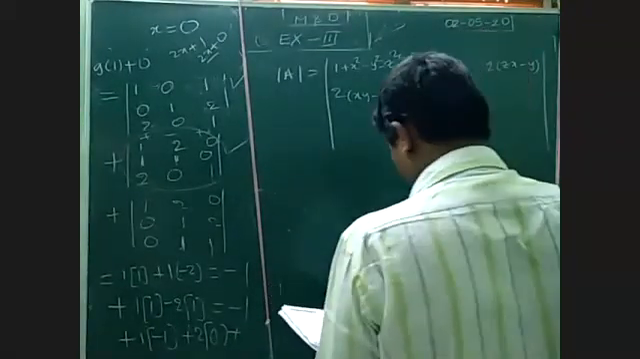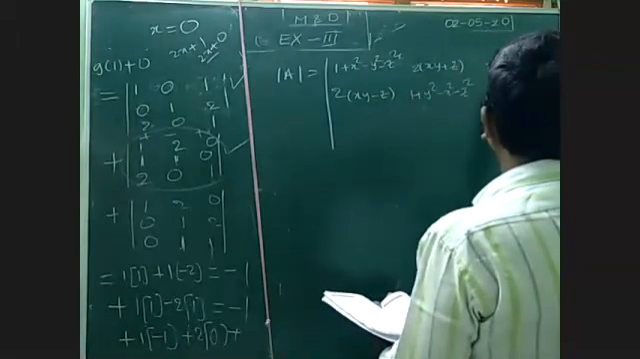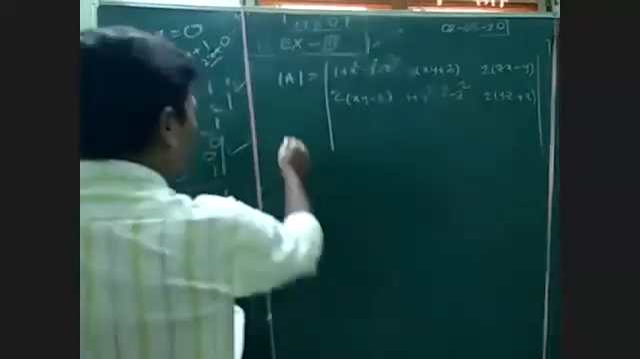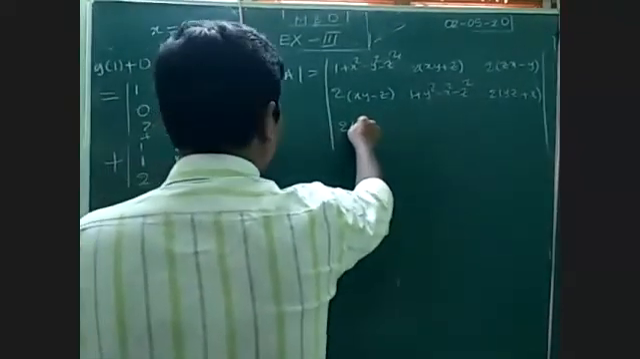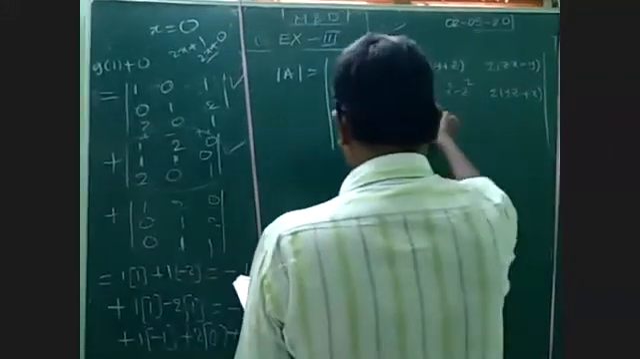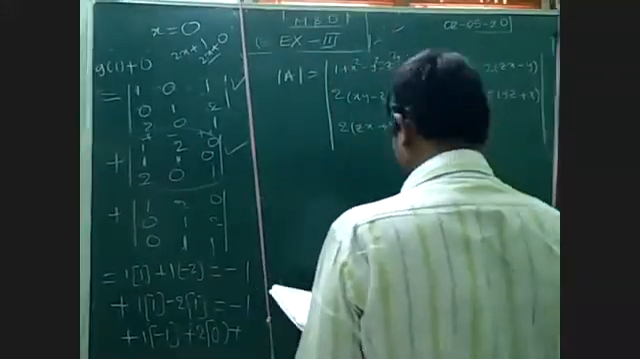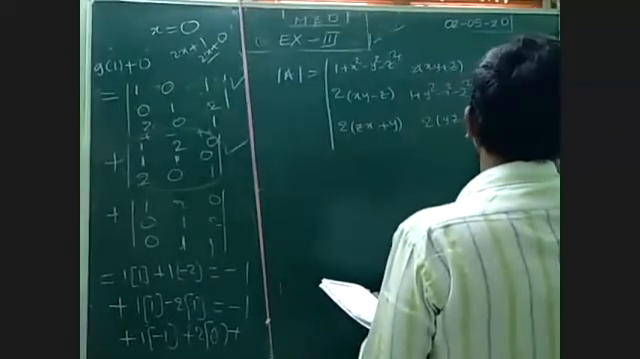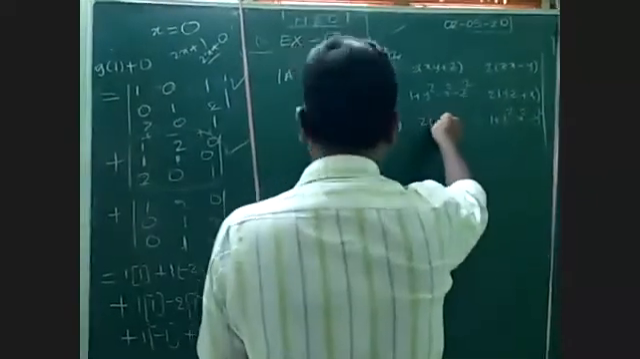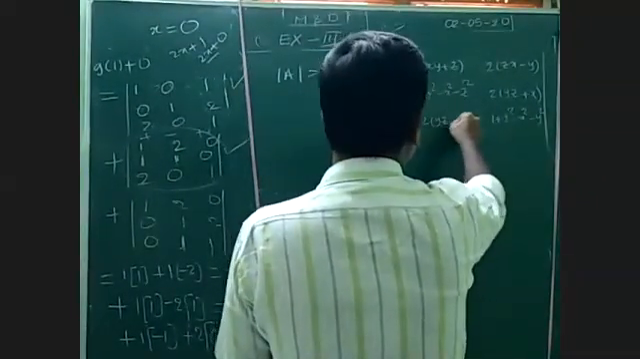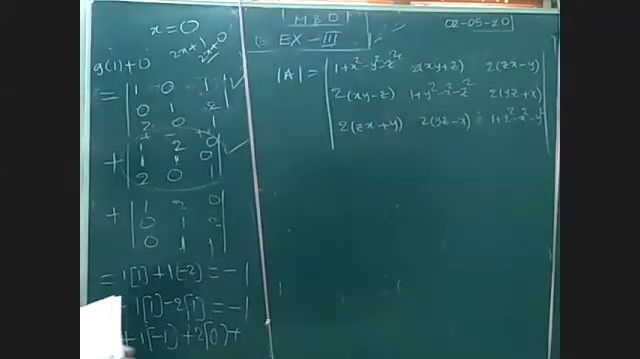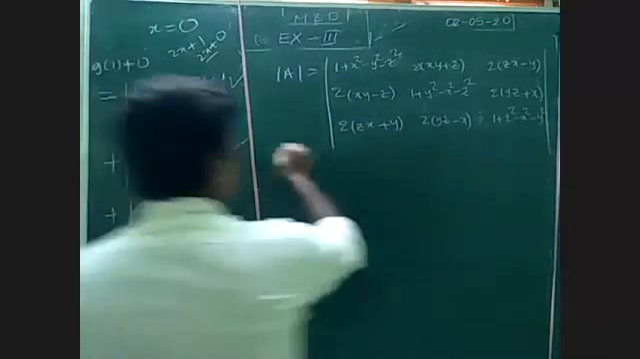Z square, 2 into yz plus x, 2 into zx plus y, 2 into yz minus x, 1 plus z square minus x square minus y square. Find this value. Is this equal to? I will write the options here.